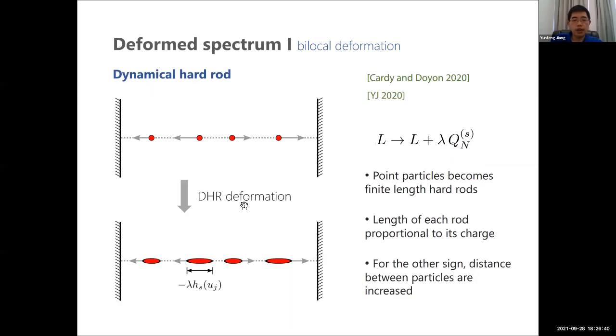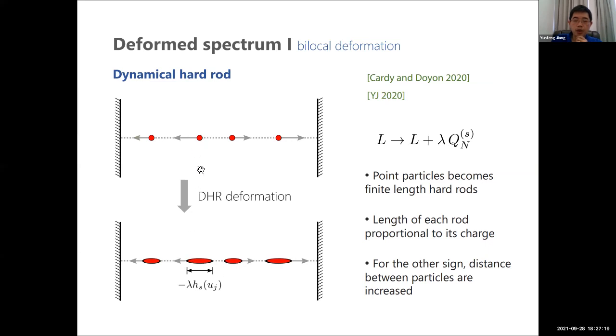So this has this very cute dynamical hard rod interpretation. This was first found last year by Cardy and Doyon, and at the same time by myself. The interpretation of this change of length is as follows. Under this special dynamical hard rod deformation, each point particle becomes a finite-size hard rod. And the length of each rod is proportional to its charge. So here, if we take λ negative, then the rod length is minus λ times h_s.